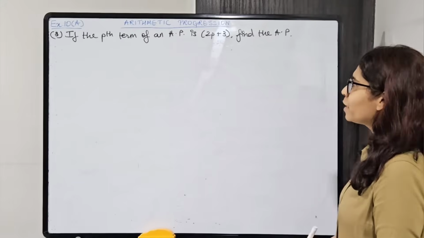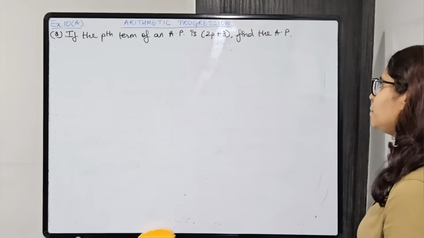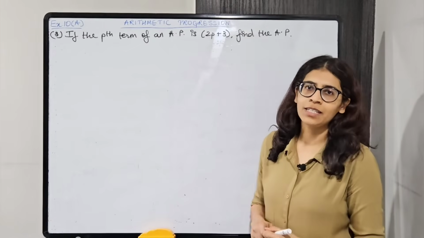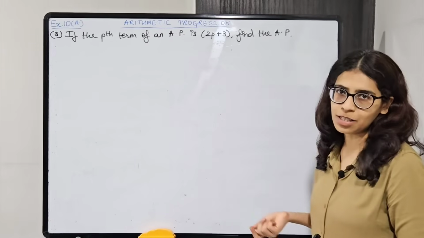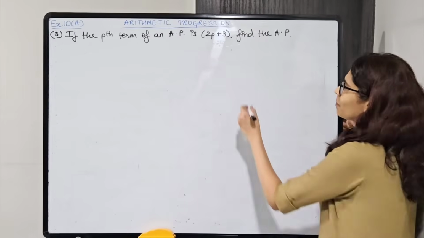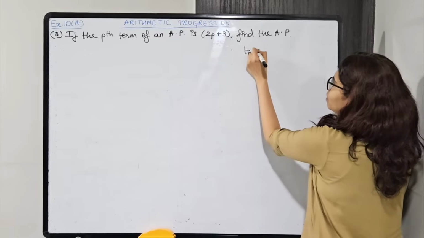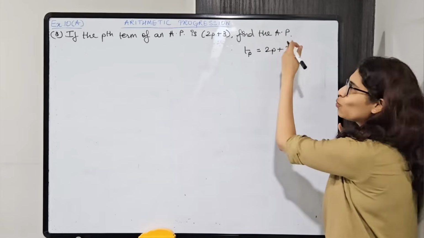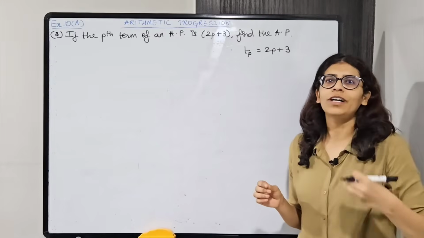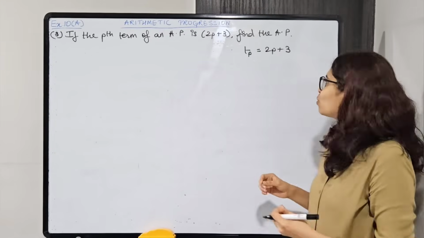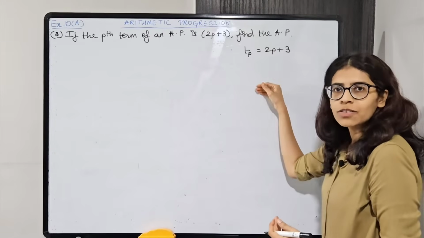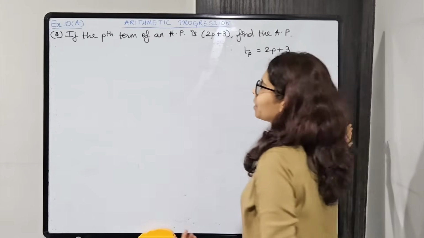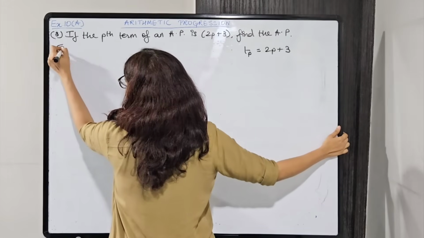If the pth term of an AP is 2p plus 3, find the AP. So there is an AP, arithmetic progression, and pth term, that is TP, is 2p plus 3. n की जगह पे p है, so you're told that TP is equal to 2p plus 3 and you have to find out the AP. So AP find out करना है, मतलब at least 4 to 5 terms you have to find out.